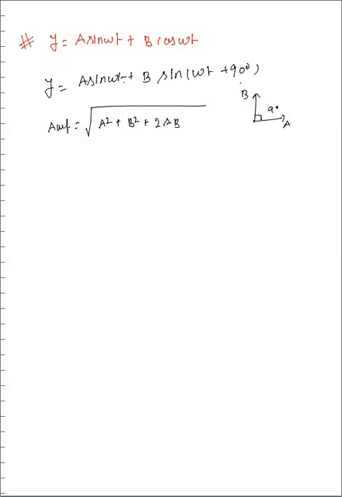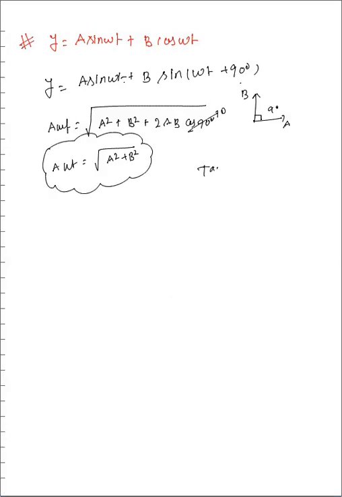So what can you write here? Cos 90. Cos 90 is how much? 0. Therefore the net amplitude we get is under root of a square plus b square, which they asked in the question. For example, if you want to calculate tan alpha here, how can you calculate it? Directly we can calculate. This angle is nothing but alpha. So tan alpha can be written as b by a. Alpha can be written as tan inverse of b by a.